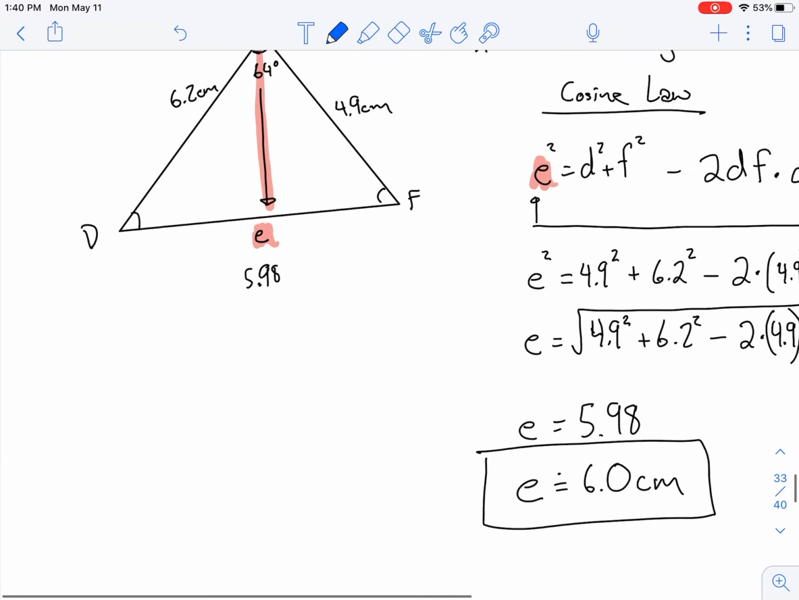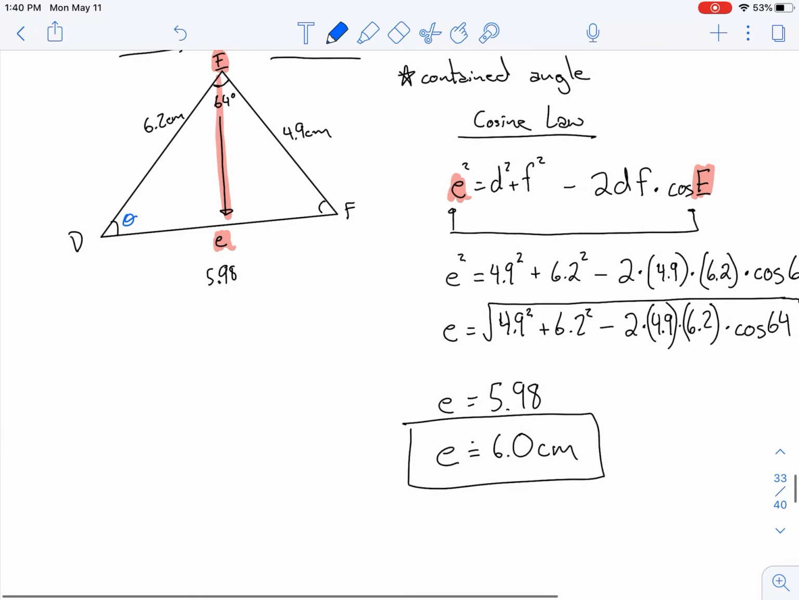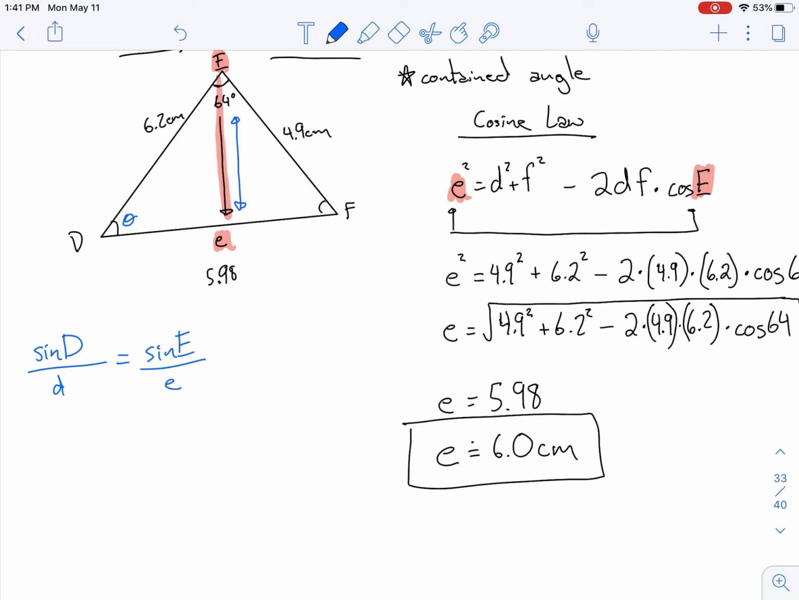So let's say I want to solve for angle D next. If you remember your sine law from last lesson, you always need a complete ratio and then your unknown on the numerator of the other ratio. So my unknown is sine D. I'm going to set up my equation of sine D over side length D is equal to a complete ratio. Well, my complete ratio now that I've solved for it is going to be sine E over side length E.